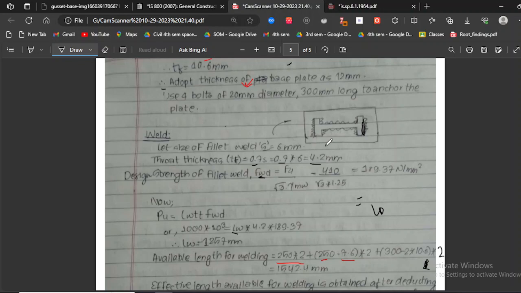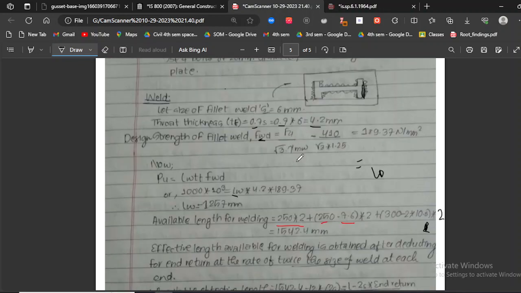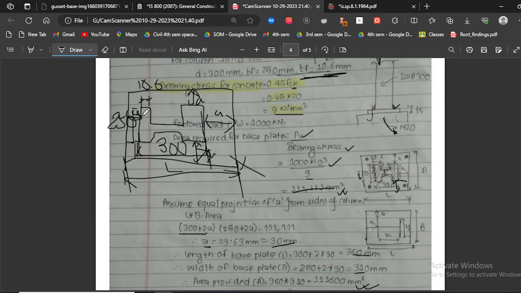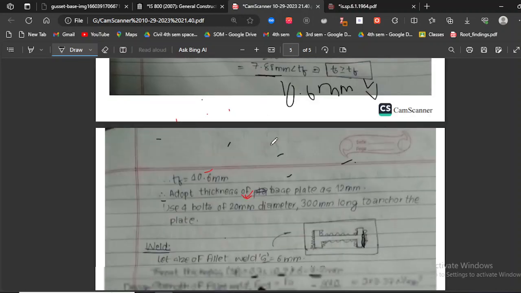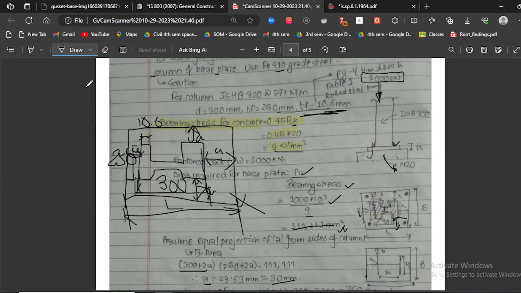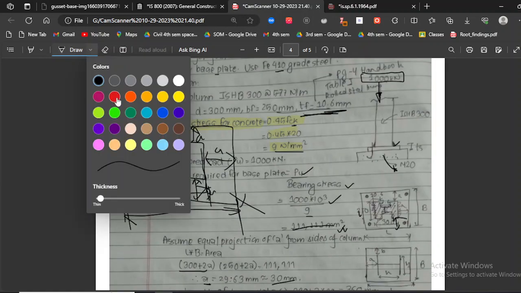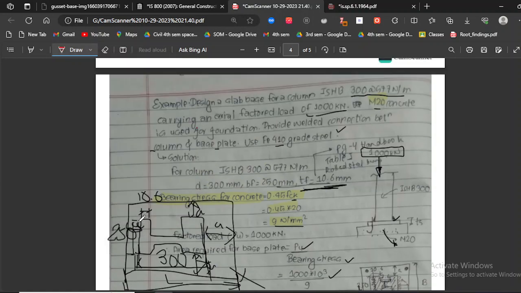So let me draw my figure again. So 300 minus 2 into 10.6. What is 300? So 300 is this part, and again 2. Okay, let me explain from this part. The region where welding was to be done was this part and this part. We have already done 150 minus 2, and another part was this part and this part and this part and this part. Next we'll be doing welding over this area as well.